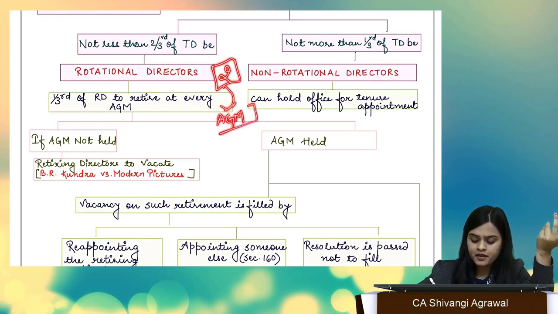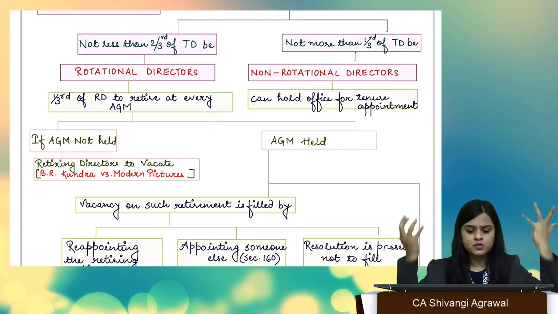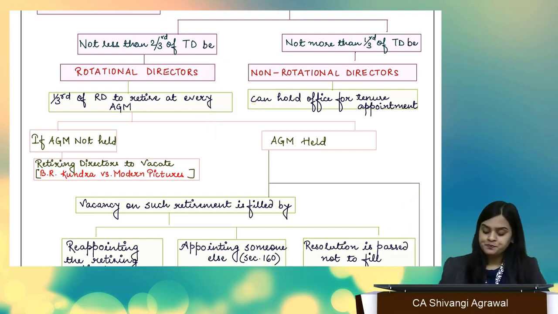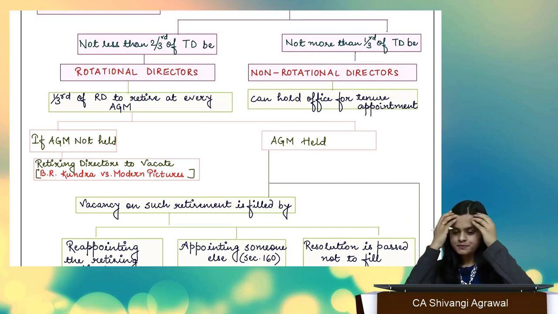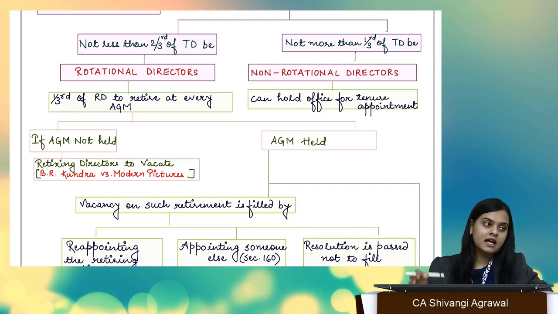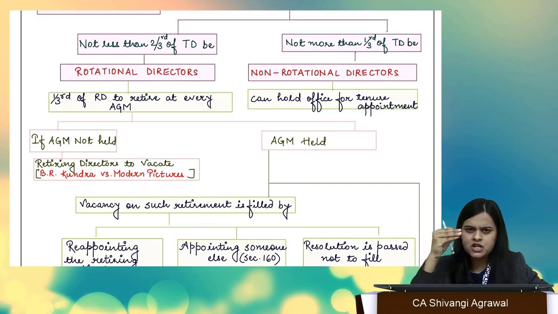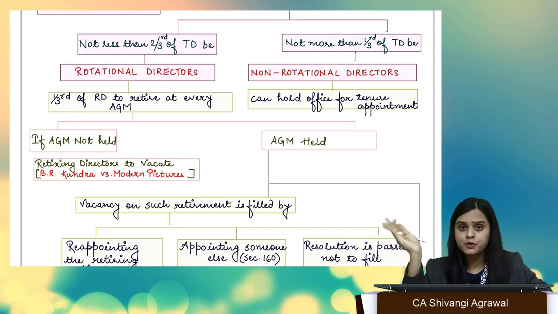How will they retire? The person who has been in office the longest will retire first. Supposedly 2 people have been appointed on the same day, they will mutually decide who is going to retire in this general meeting. If they cannot decide, then lots will be drawn. And they will decide. Supposedly, they have to retire at the general meeting. That means they will go. They can come back also, but the chances are they will go, right? So they can go, they can come back.